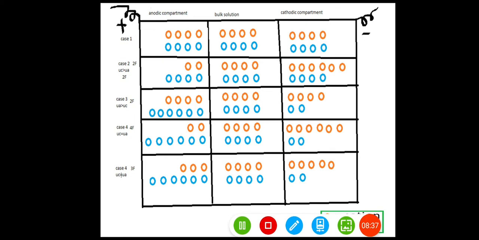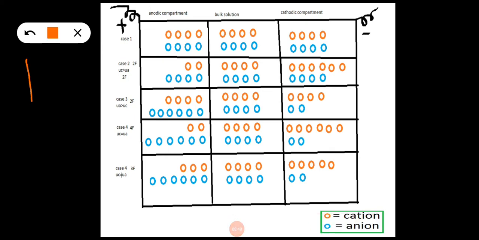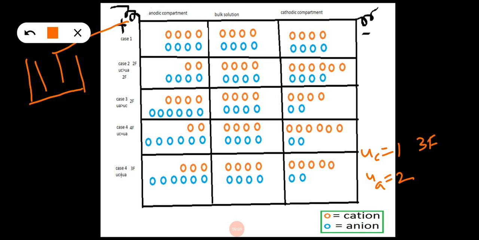Let us consider this case once. Let us consider this is attached to a copper voltmeter or a silver voltmeter. Now I am considering that 3 Faraday of current is passed. Let us consider that the speed of cation is 1 and the speed of anion is 2, and we are passing 3 Faraday of current. If we pass 3 Faraday of current, 3 equivalents of copper will be deposited here and 3 equivalents of silver will be deposited here.